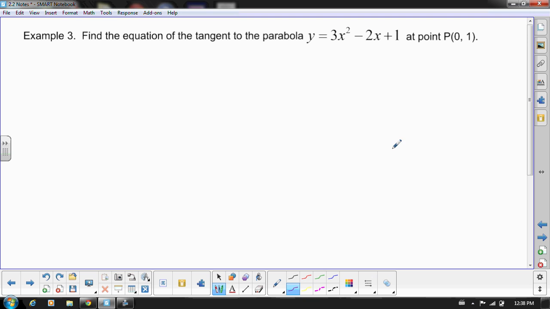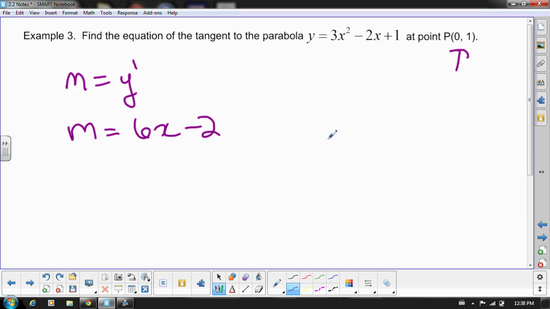All right, so this question back in chapter 1 took a lot of work because you had to use your limit as h approaches 0 in order to figure out the slope of your tangent. However, much more efficient now. To find the equation, you need two things. We need a point, which we have, and we need the slope. And we know our slope is equal to the derivative. So an expression for our slope will be 6x minus 2.